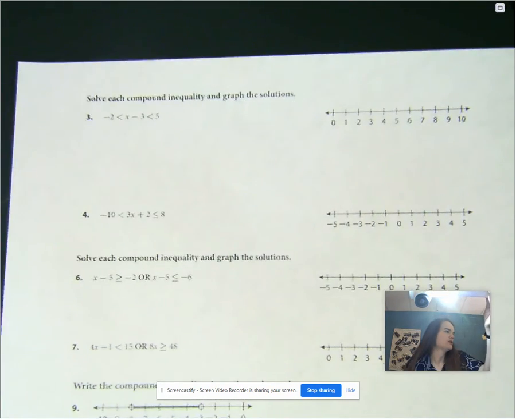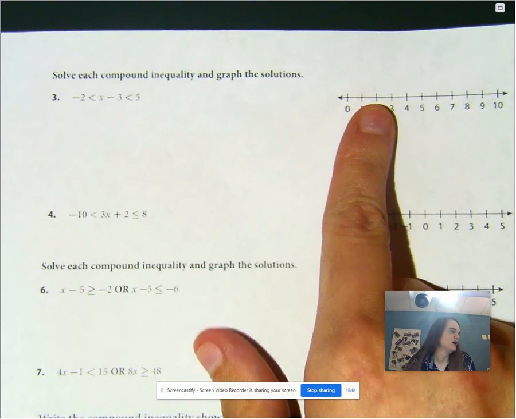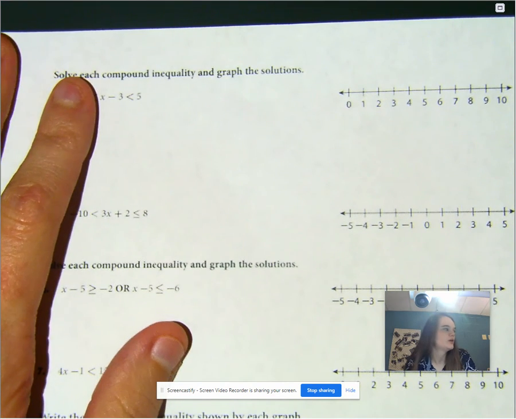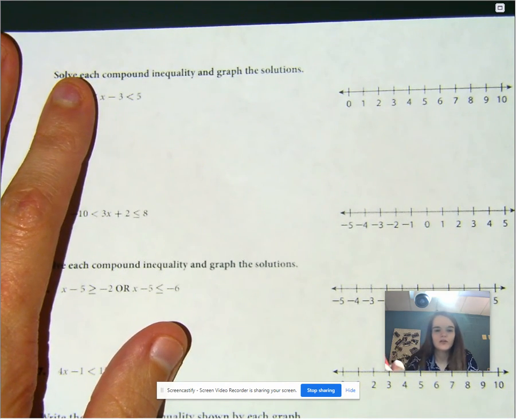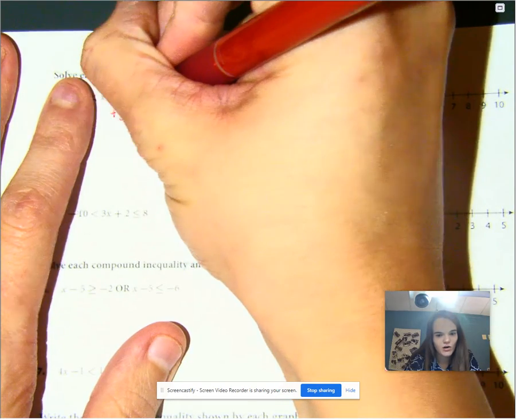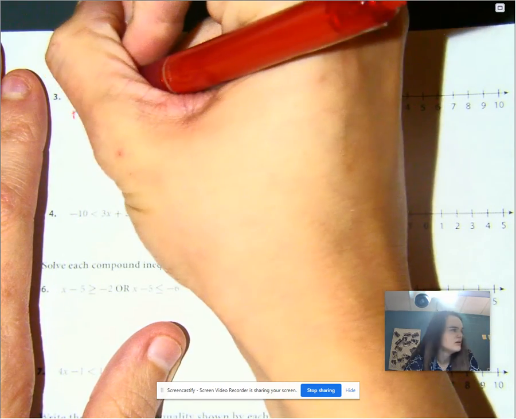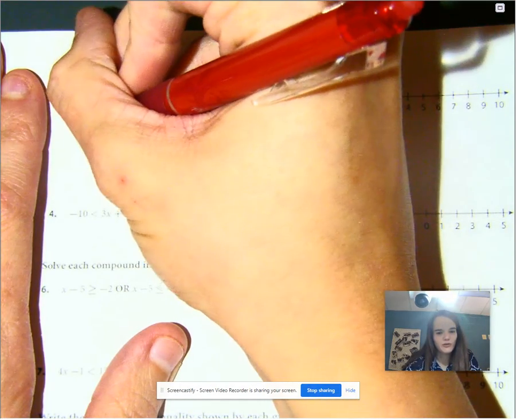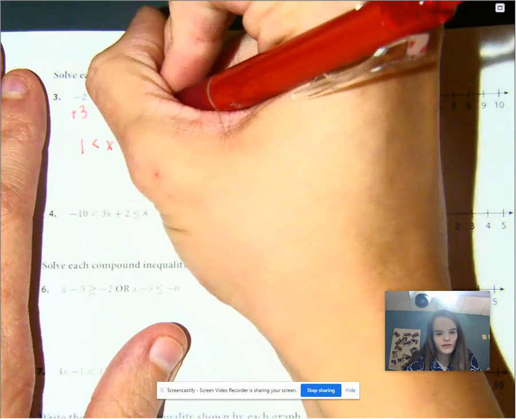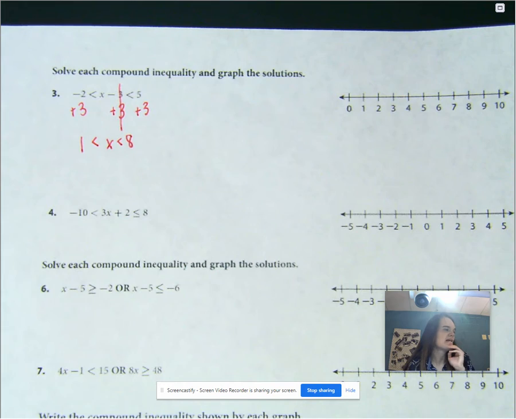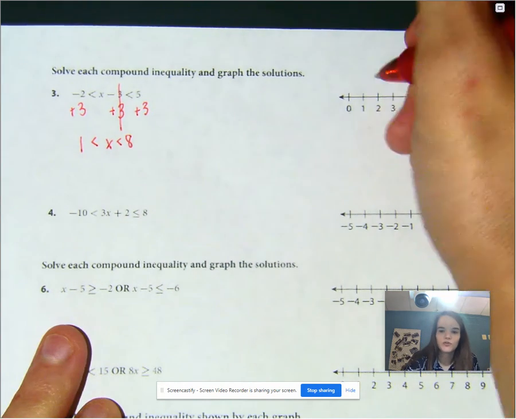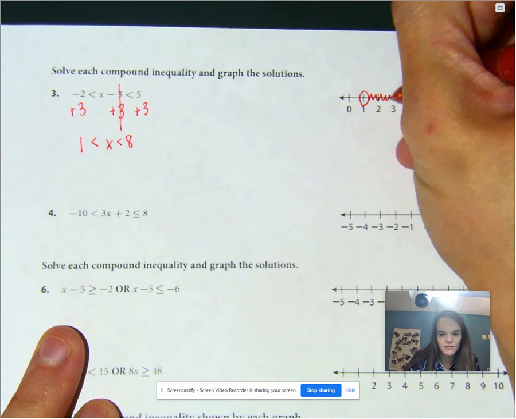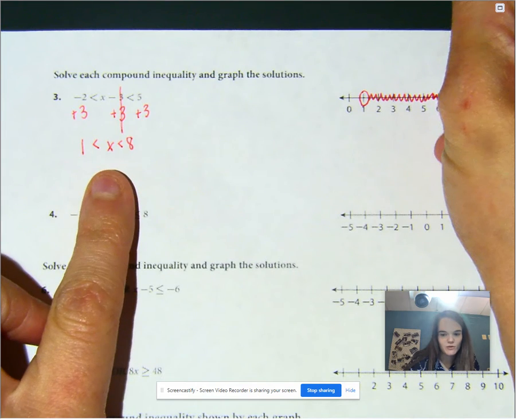All right, so let's go ahead and look at number 3, and then we got the graph over here. This is an and compound inequality. We talked about this yesterday. So if you need help, we're going to cover up this left side over here and add 3 to all 3 sides. Okay? Cross out. Negative 2 plus 3 is 1, is less than x, is less than 8. Okay? To graph, open circle on 1, open circle on 8, and if you remember, and means we're going to shade in between because the x is in between.